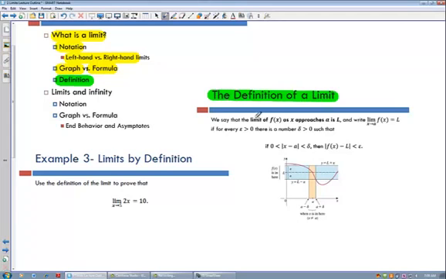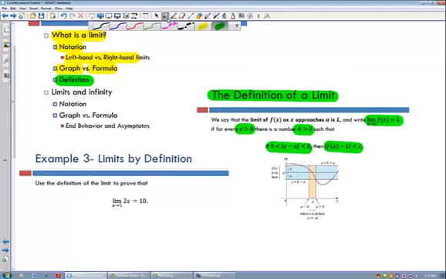We say that the limit of f of x as x approaches a is L, and we write this as the limit as x goes to a of f of x equals L, if you give me any number, so for every epsilon greater than 0, there's going to exist a delta greater than 0 such that if this is true, then this is true.